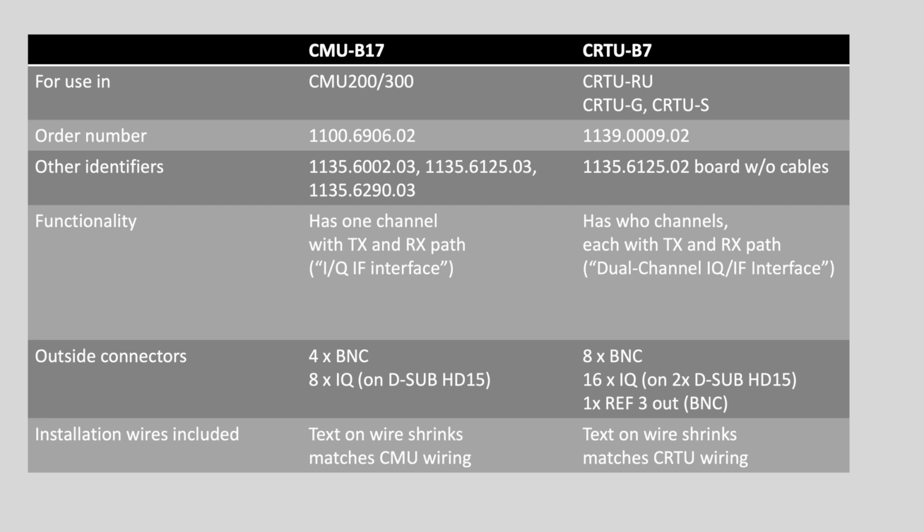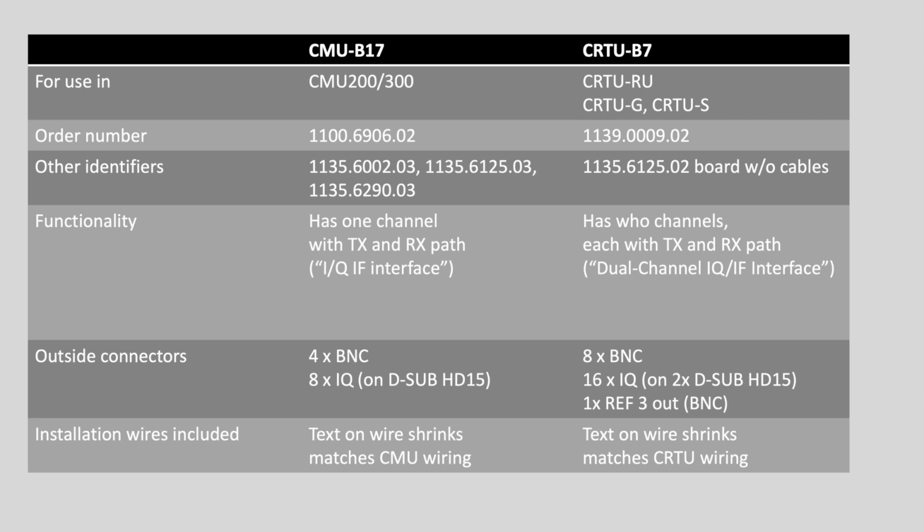They're designed for use cases like simulating two radio base stations in a telephone network that are doing handover processes, etc. They share quite a bit of the hardware of the CMU, but they are other devices for other use cases. The B7 card in particular can go in the CRTU RU, the radio unit version, the G version, and the S version, perhaps also another version. It's a very complex family of devices with all the different codes. I'm not going to get into that.